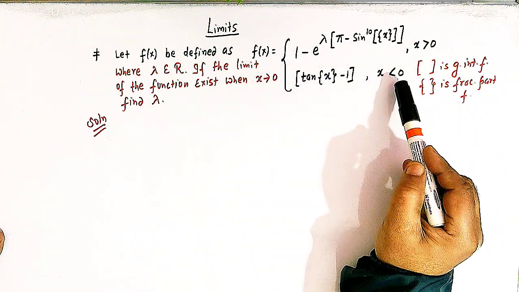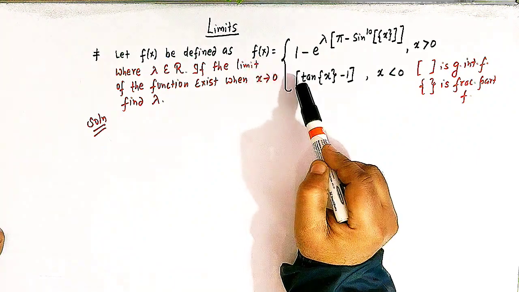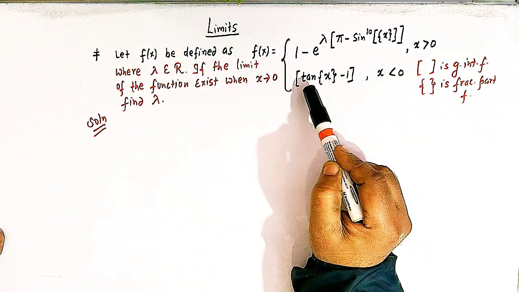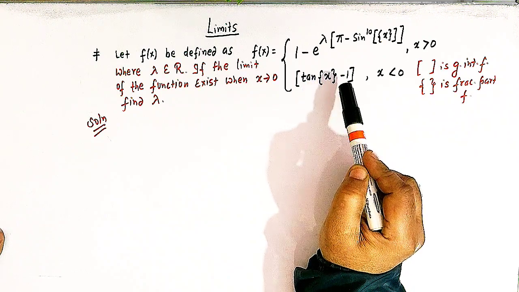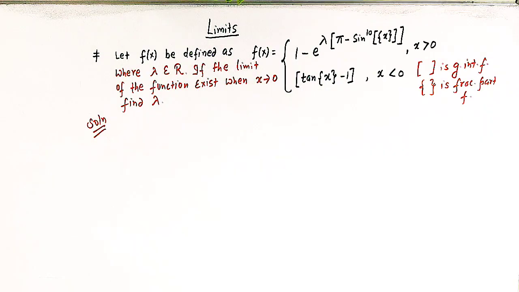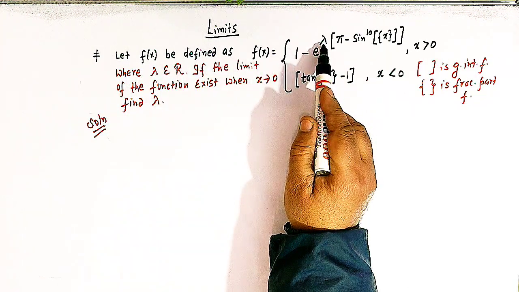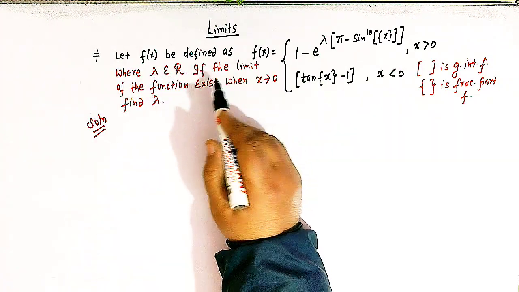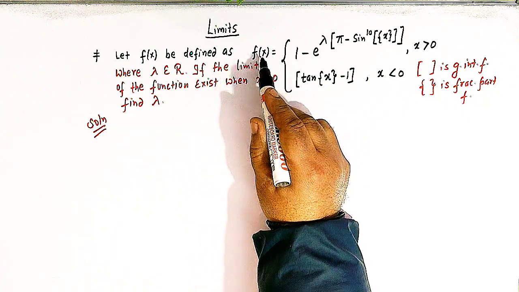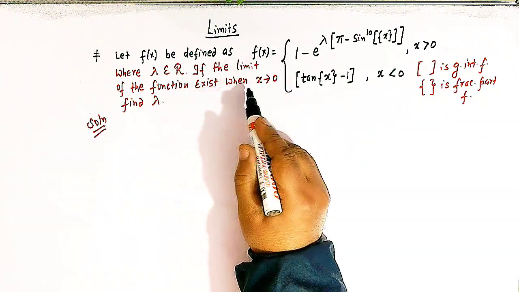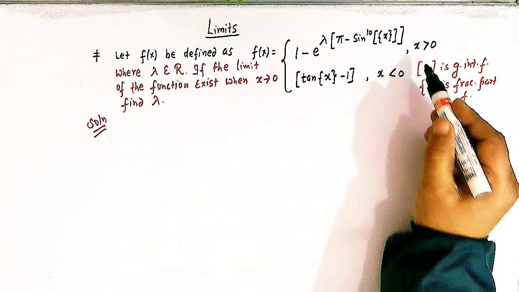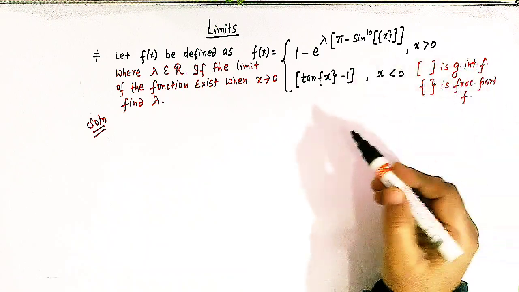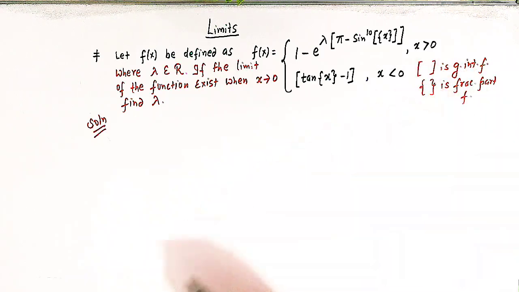And for x less than 0, we are given f of x is equal to greatest integer of tan of fractional part of x minus 1. So let us see how we can solve this problem and how we can find out the value of this number lambda, which belongs to the set of real numbers, right? And here we are given that the limit of this function f of x exists when x tends to 0, right? And here the square brackets denote the greatest integer function and the curly brackets denote the fractional part function.